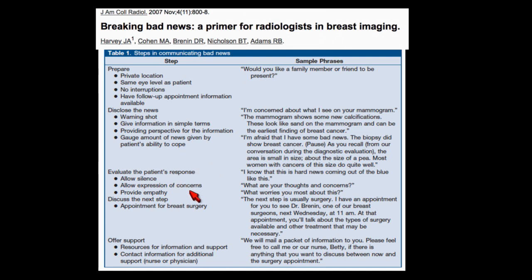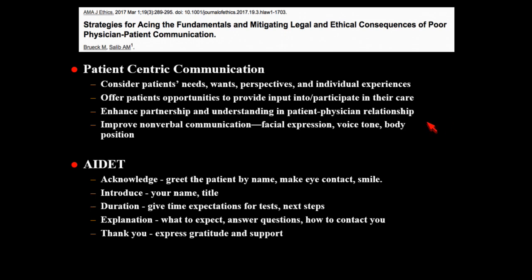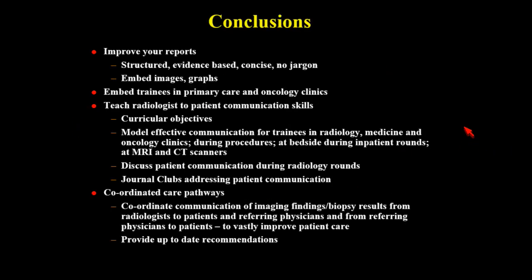Evaluate the patient's response. Allow the patient to express their concerns. What are your thoughts and concerns? Provide empathy, provide support, provide follow-up. And this is just another example of a journal article, which I'm going to skip over because we're out of time.